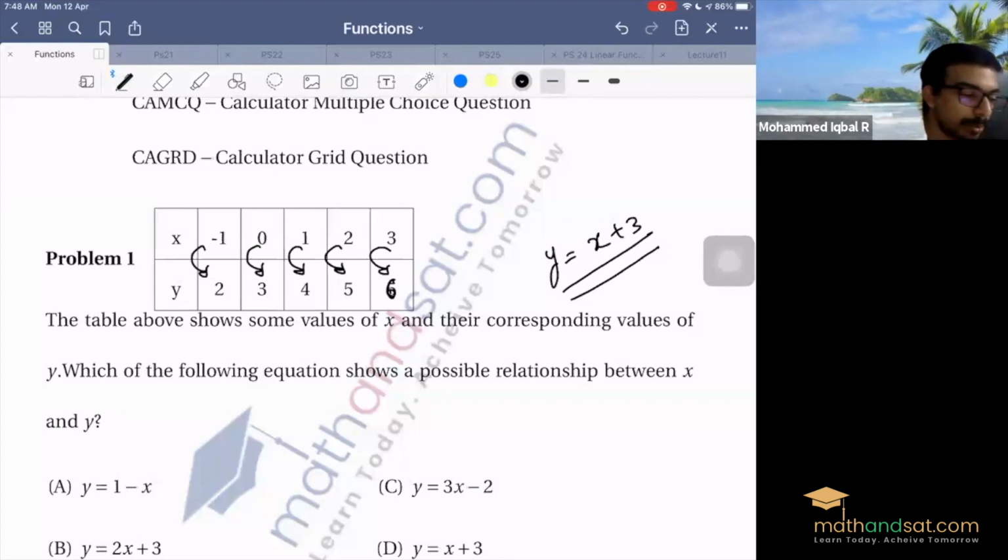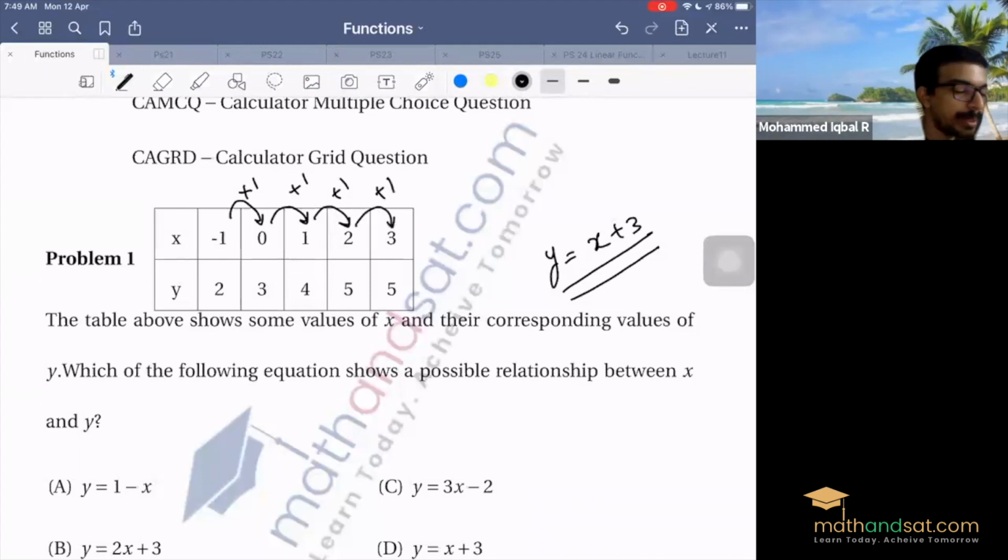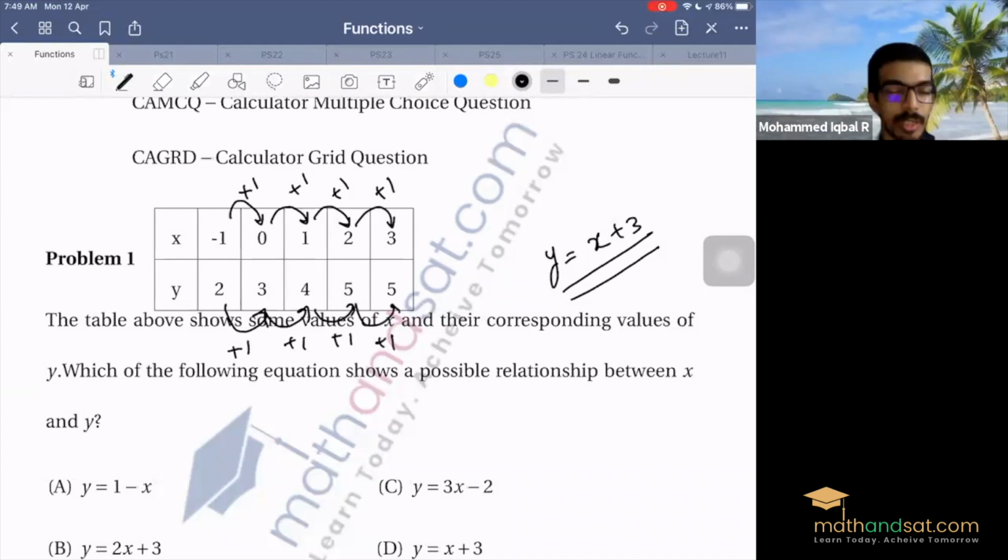So that is what I'm talking about. First of all, you have to observe that for constant changes in x, when your x values change by 1, 1, 1, 1, the difference in y is also a constant. It happens to be plus 1, plus 1, plus 1, plus 1. It has to be the same. It need not be plus 1; it can be plus 2, plus 2, plus 2, plus 2. That is fine, but it has to be the same.